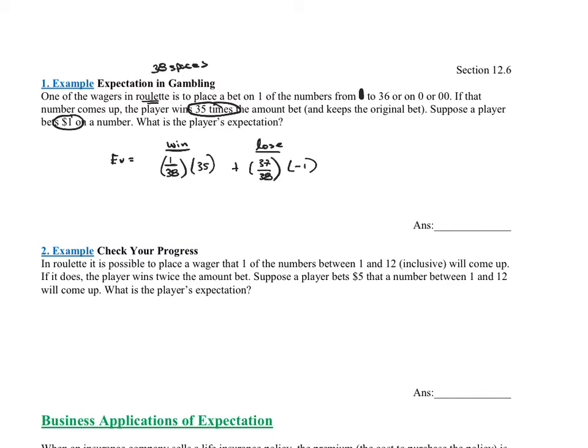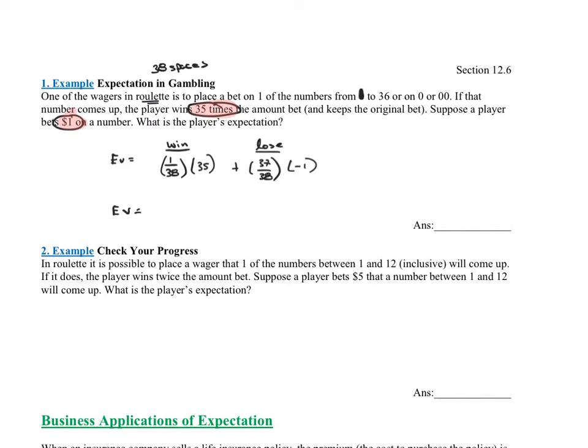I want to go on because a lot of these say what would happen if it was a $2 bet. Well, if it's a $2 bet, then I would win $70. And my loss then would be minus 2. If it was a $5 bet, I would win 35 times whatever the bet amount is, and I would lose a negative $5. So just change the amount that you win and the amount that you lose based on the bet, and then what it tells you it is. So it says 35 times.